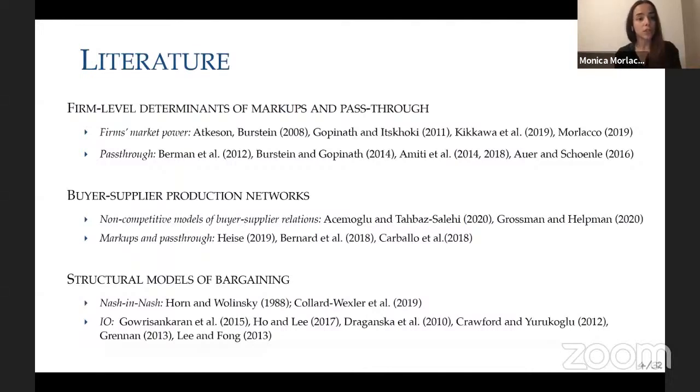Then we also contribute to a literature on buyer-supplier production networks, in particular to non-competitive models of buyer-supplier relationships. In this sense, our work is very related to recent and contemporaneous work by Grossman and Helpman, who tackle a very similar question, but unlike our paper, they focus most on the extensive margin response of global value chains to shocks. And so in this sense, we see our paper to be complementary to theirs, because we focus again on the intensive margin response. Finally, we also contribute to a younger literature in structural models of bargaining.